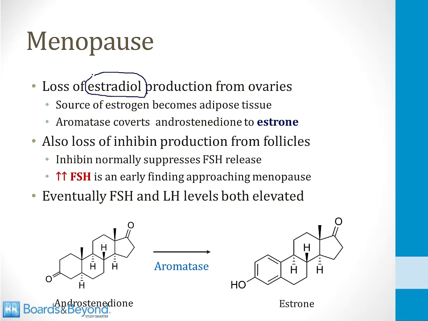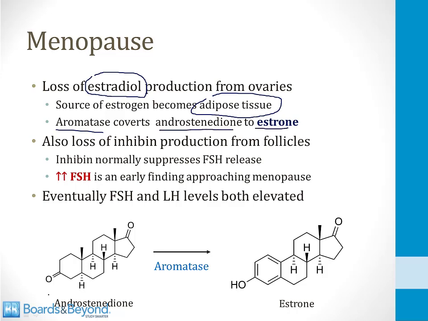The theca and granulosa cells are no longer producing estradiol. This does not, however, mean that there is a complete lack of estrogens. The source of estrogen after menopause becomes adipose tissue. Recall that adipose tissue has the enzyme aromatase, and it can convert androgens like androstenedione into estrone.